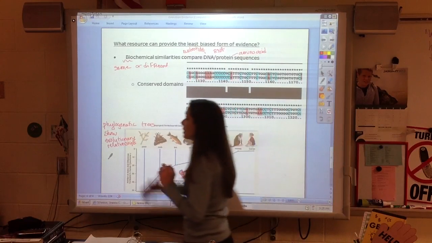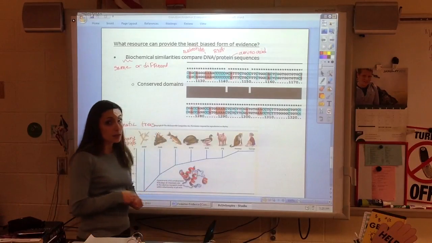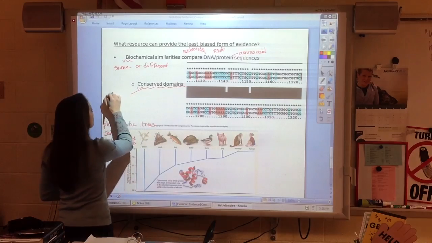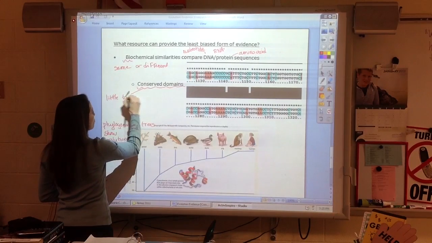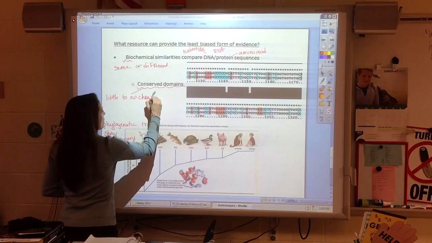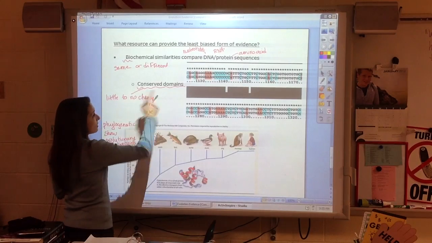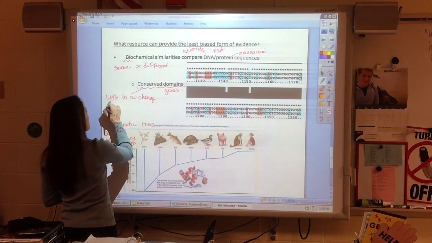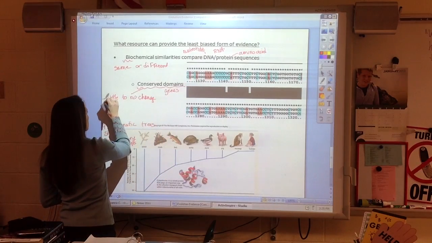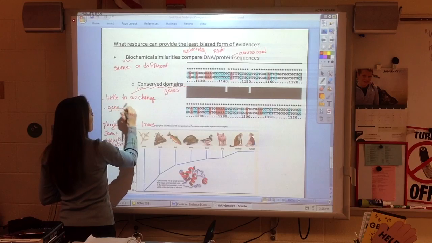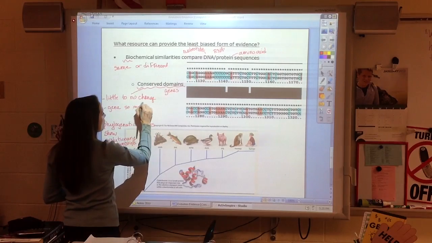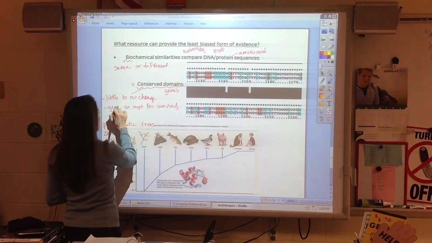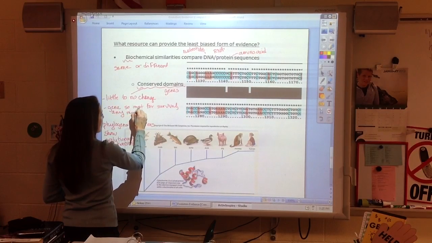The only part that makes interpreting biochemical similarities a little difficult is the idea of a conserved domain. Conserved meaning little to no change. And so what this means is that some domains or some genes are going to be so important. This gene is so important, so necessary for survival, that any mutation may not survive.